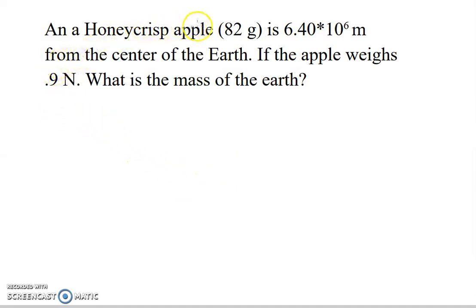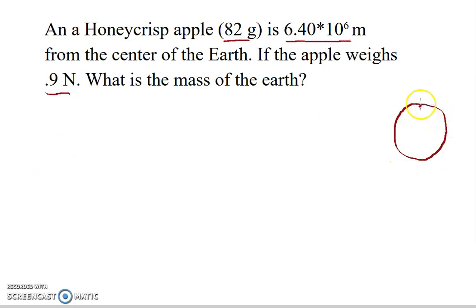What do we have? We have a Honeycrisp apple, 82 grams, that is 6.40 times 10 to the 6 meters from the center of the Earth. The apple weighs 0.9 newtons. What is the mass of the Earth? So let's take a second. I'm actually going to draw this over here.